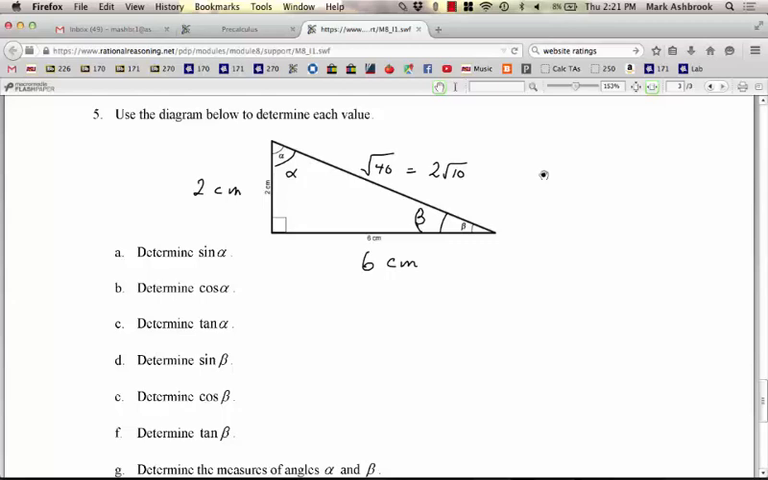And once you get those 6, you're confident about those 6, then I want you to, now part G, determine the measures of the angles. How can we determine the measure of the angle? Good.